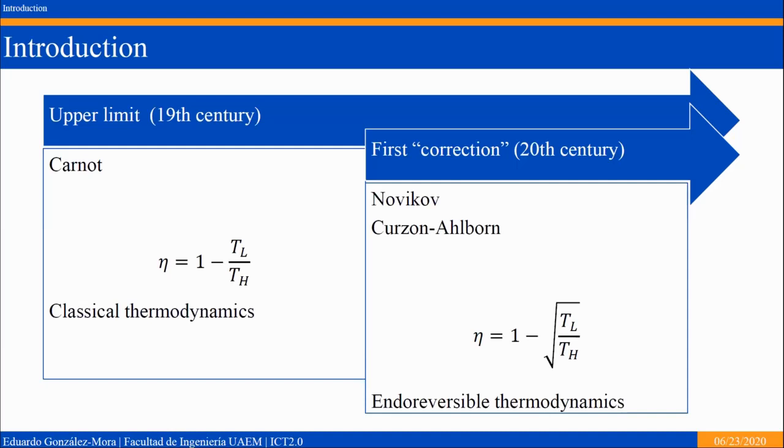However, the first correction of the model, called Endoreversible or finite-time thermodynamics, was postulated in the middle of the 20th century, first by Novikov and a little bit later by Curzon-Ahlborn. In these models, the maximum efficiency is somehow similar to the Carnot efficiency. Let's say that the quotient of the temperature of the heat reservoirs still appears, but now it is included in a square root.